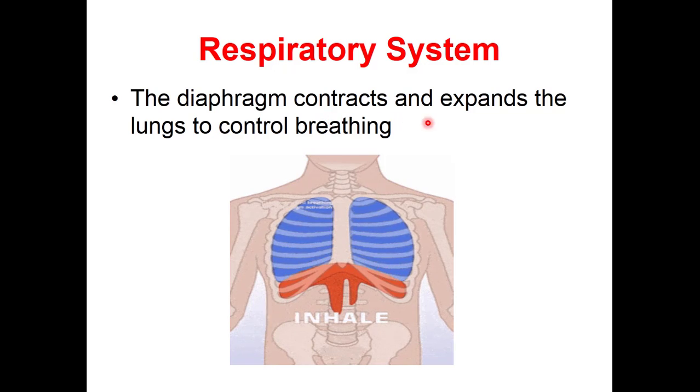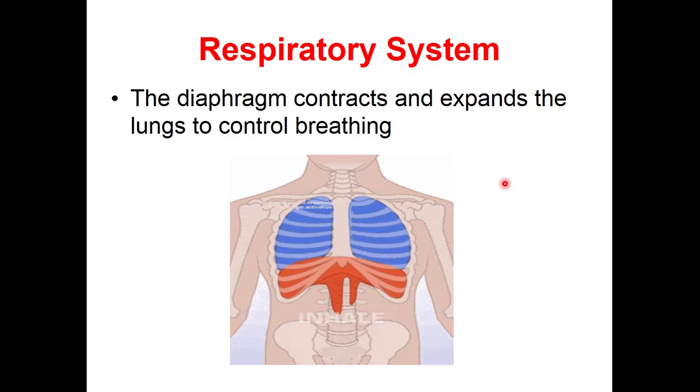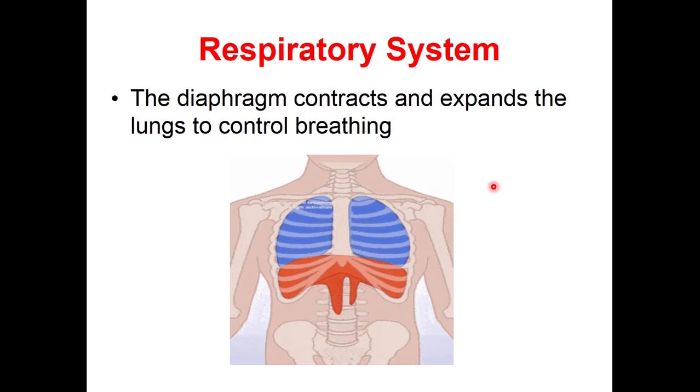Okay, finally, the diaphragm. It contracts and expands the lungs to control breathing. Try to take a breath and you will see the size of your chest change. Why? Because the diaphragm helps to contract and expand the lungs, and this is to control the amount of air in your lungs.